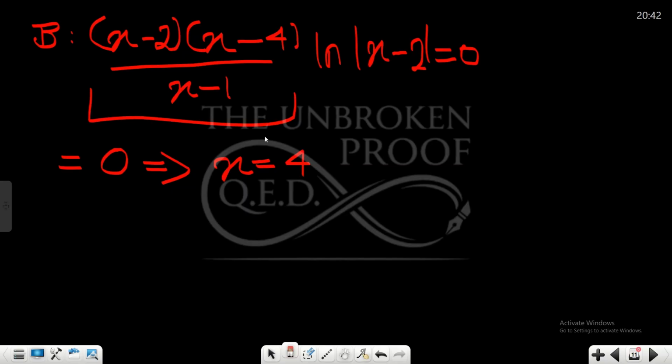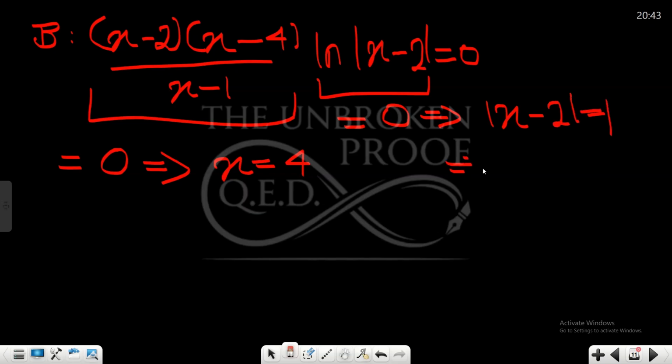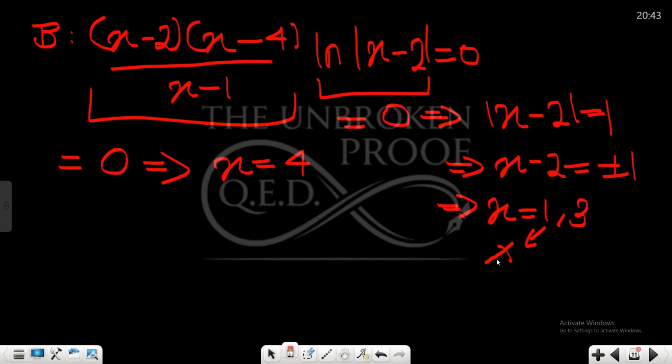If you keep x equal to 1, this will also be undefined. So for this to be 0, only one option is x equal to 4, and to make the other factor 0, |x - 2| should be 1, which implies x - 2 should be plus or minus 1, and this implies x should be 1 or 3. 1 is not possible and 3 is possible, so that's why x should be equal to 3.